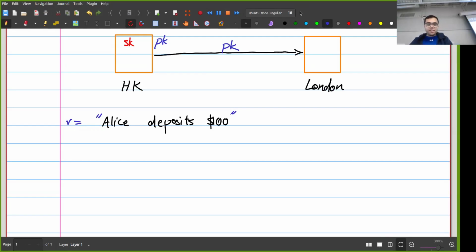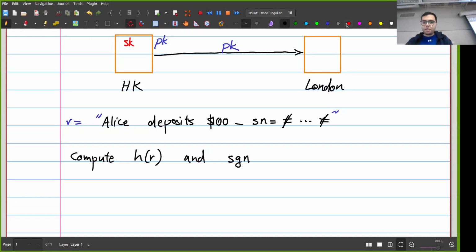Of course, they can also add a receipt number just to make sure that the same receipt cannot be used twice. So let's say Alice deposits $100 and then we have some sort of a number appended to it. And this number is something that is chosen by the Hong Kong branch itself. So you can think of this as a serial number. It can be thought of as a nonce, whatever. So the Hong Kong branch adds a serial number. And let's say this is really long. And that's it. That's the receipt. Now the Hong Kong branch just takes the hash of this receipt and signs it. So compute the hash of R and compute the signature using the secret key that only the Hong Kong branch has on the hash of R.